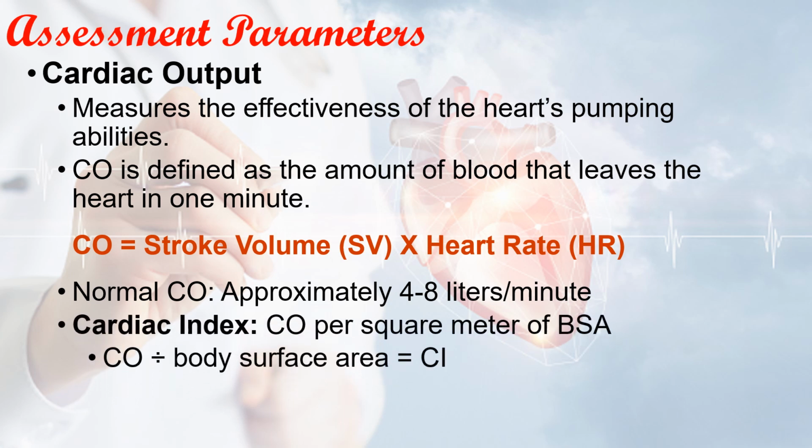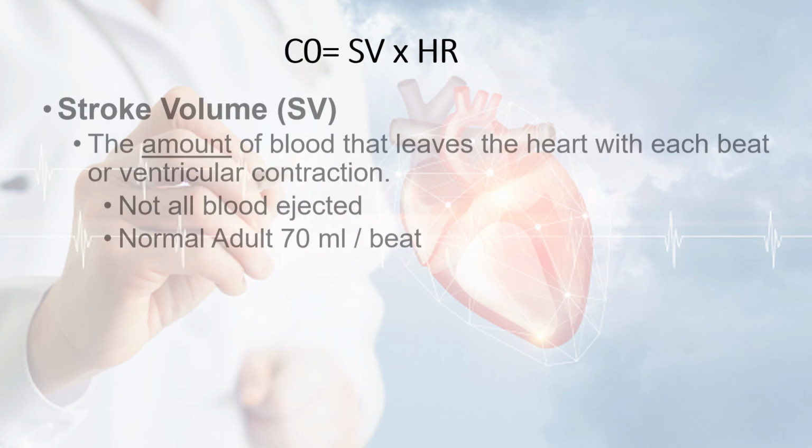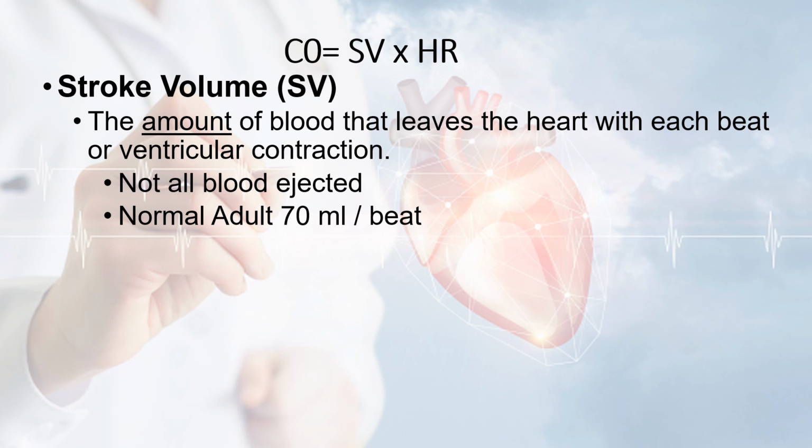Cardiac index is cardiac output per square meter of body surface area. That is calculated by cardiac output divided by body surface area. As seen earlier, cardiac output is stroke volume multiplied by the heart rate. So first of all, we see what stroke volume is.